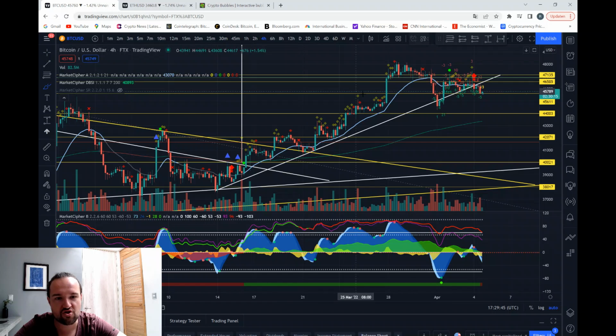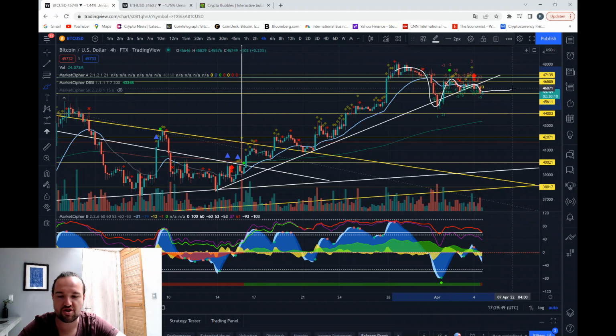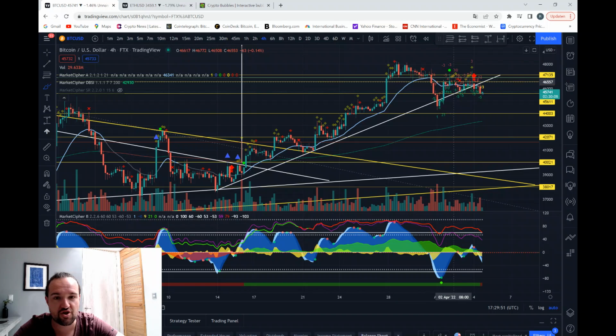Yes, we are kind of trading out of this white line that we drew earlier. Now we're just going sideways. For ETH it looks a little bit different. I will show you later.